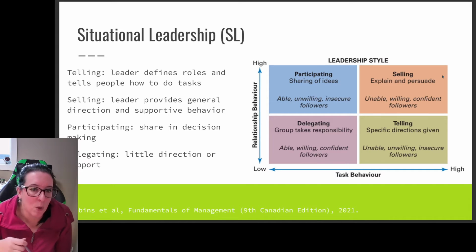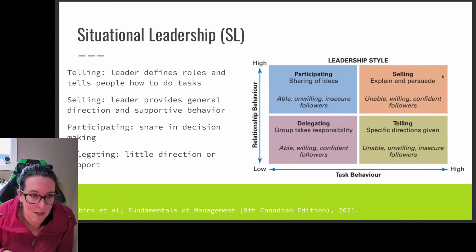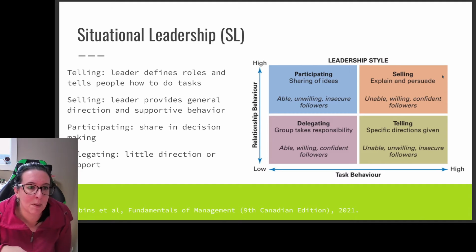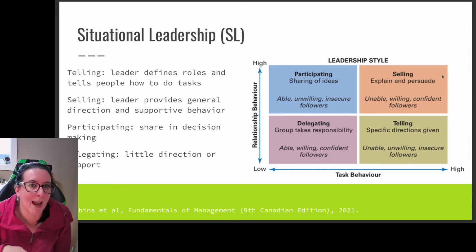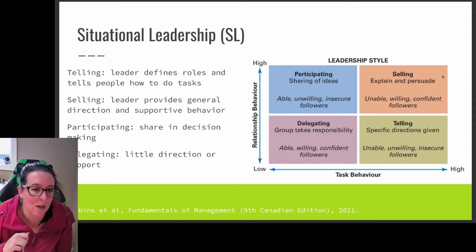If you have low task behavior, so not a lot of direction, not a lot of information is needed in terms of what to do and how to do it, but you have a low relationship, so there's not a lot of support, not a relationship between the employees and the leader, then it's going to be more delegating. So there's little direction, there's little support, the group takes responsibility, the individuals are acting more on their own, a more hands-off leadership style.